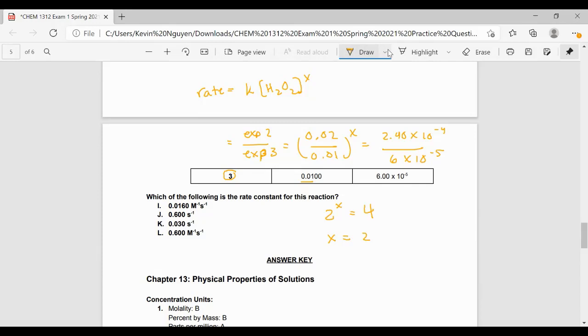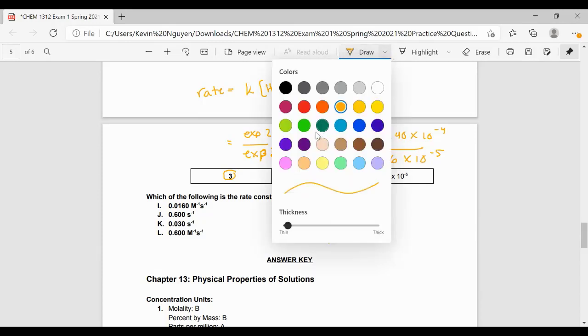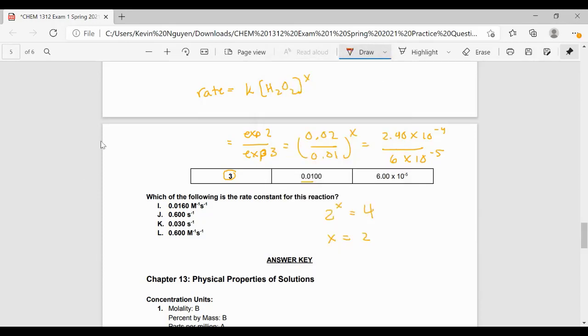All right, and so let's choose a different color. Let's choose red. Okay, so we're looking at our K value is what we're looking for. So again, K is going to be rate over our concentration that we figured out to be 2. So let's just choose any rate. So let's just choose the bottom experiment. It's right here.